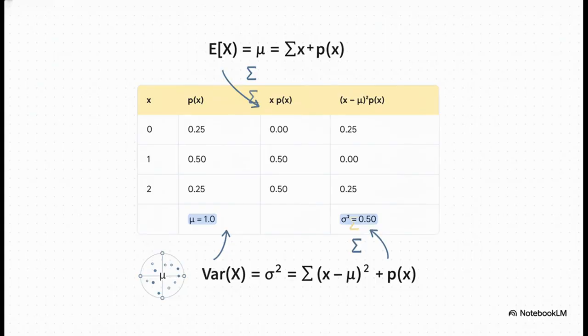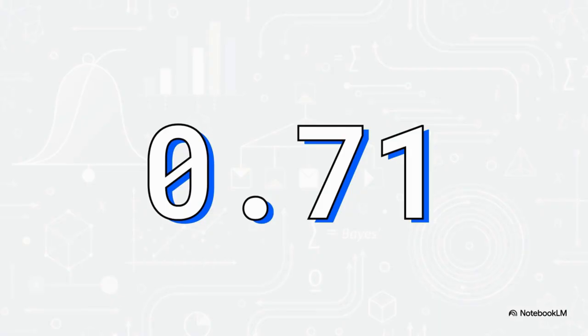Then we've got the variance. This tells us how spread out our results are. It's a measure of consistency. The calculation looks a little intense, but all we're really doing is seeing how far, on average, each outcome is from that mean of 1. And for our coin toss, the variance is 0.50. And from the variance, we get something called the standard deviation, often shown with the Greek letter sigma. It's super easy to find. You just take the square root of the variance. So the square root of 0.50 is about 0.71.